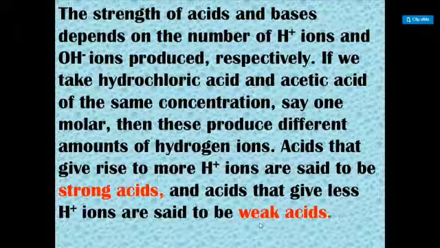Now students, the strength of acids and bases depends on the number of H plus ions and OH minus ions produced respectively. If we take hydrochloric acid and acetic acid of the same concentration, say 1 molar, then these produce different amounts of hydrogen ions. Acids that give rise to more H plus ions are said to be strong acids, and acids that give fewer H plus ions are said to be weak acids.